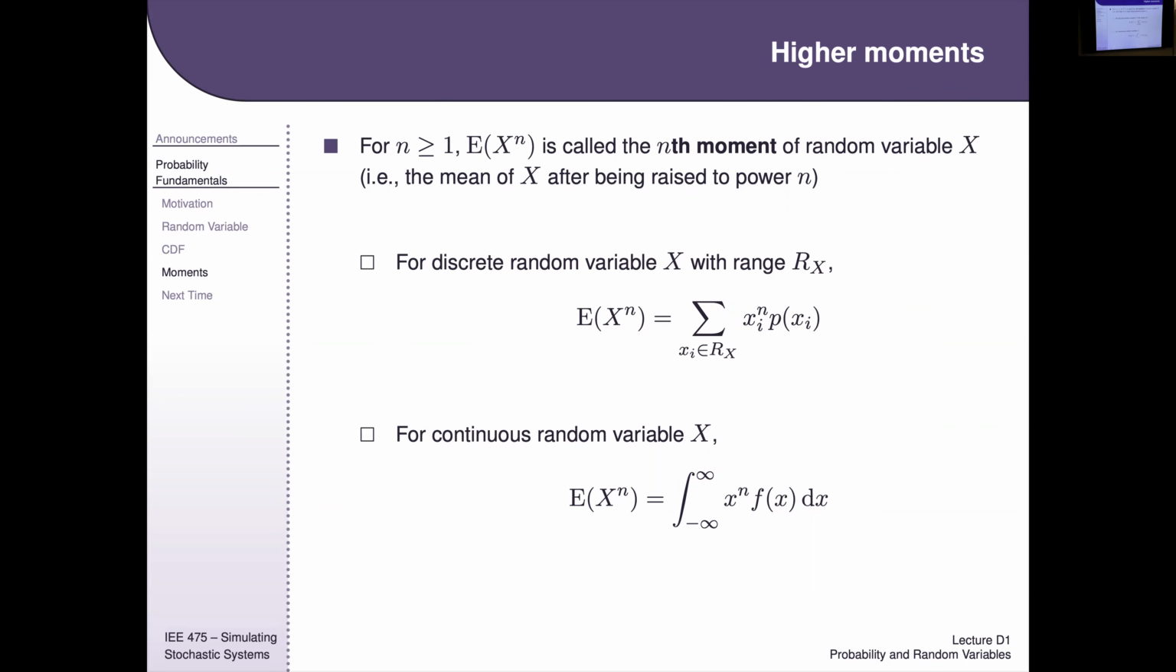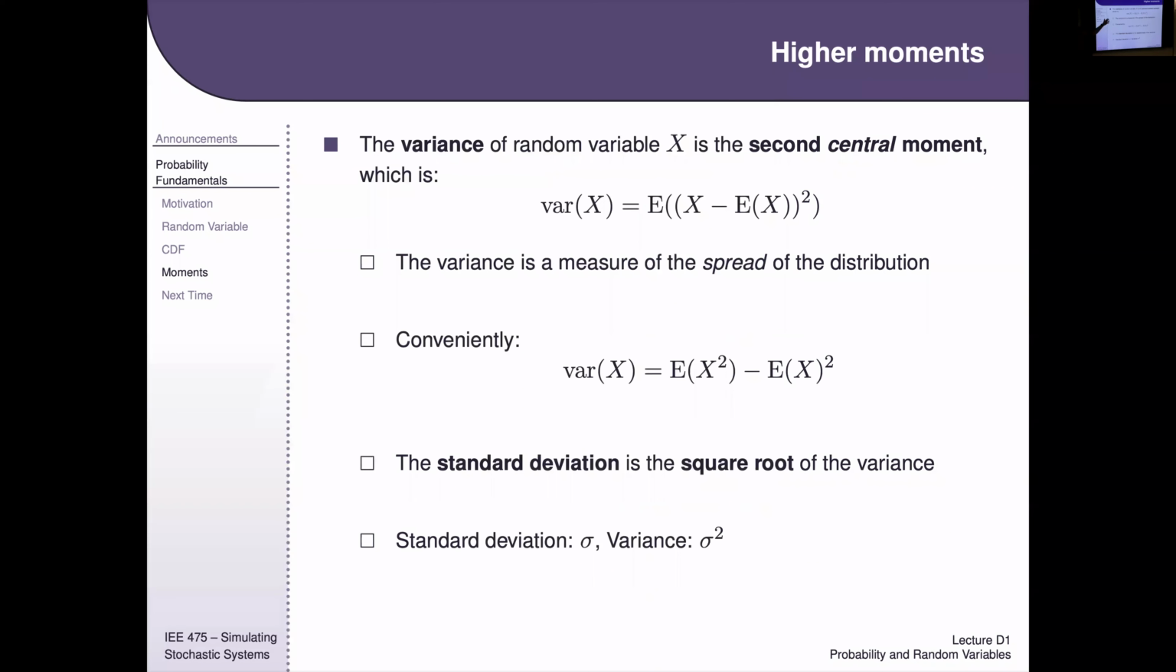And if you have all of these moments from the first moment through the infinity moment, then there's a bunch of different mathematical operations that you can do that are sometimes easier to do with the moments than they are to do with the distributions themselves. So one example of that has to do with variance. And so the variance of a random variable is what we refer to as the second central moment.